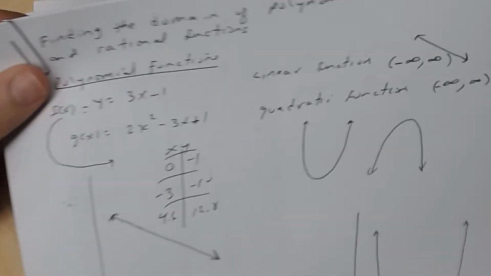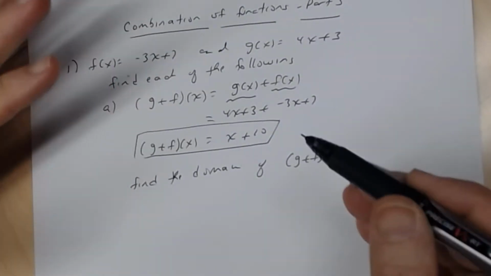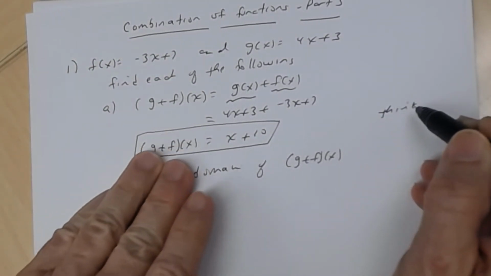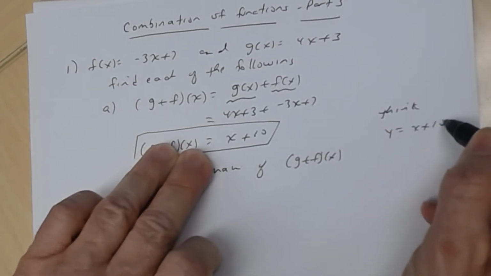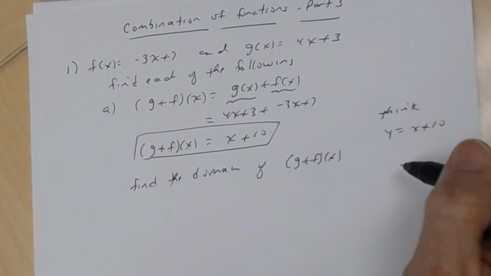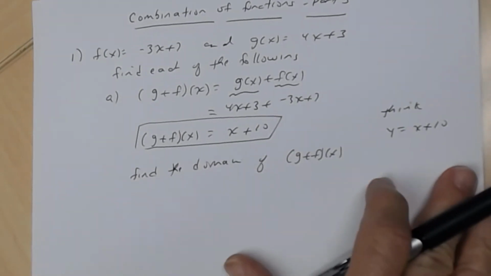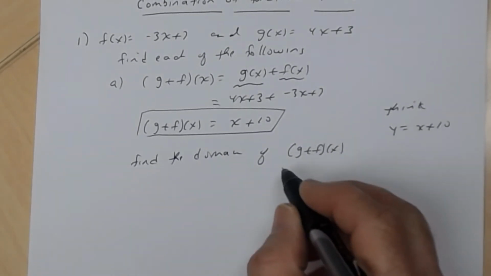So what I want you to notice is this right here. Let this be y, so we have y equals x plus 10. You'll notice that this is a line, right? So we know that in terms of this function, this line is a polynomial function. So the domain would be all real numbers.